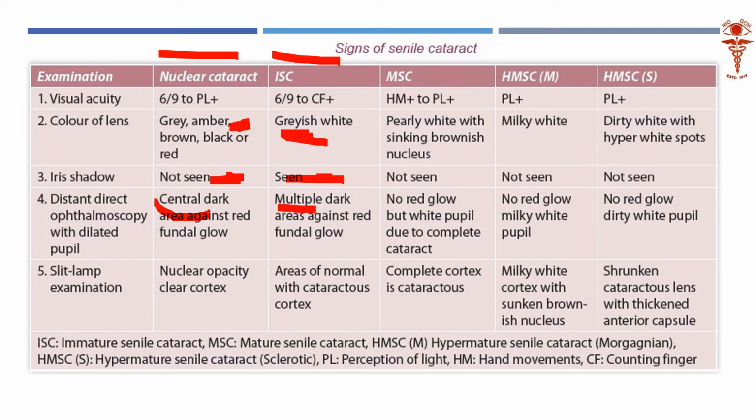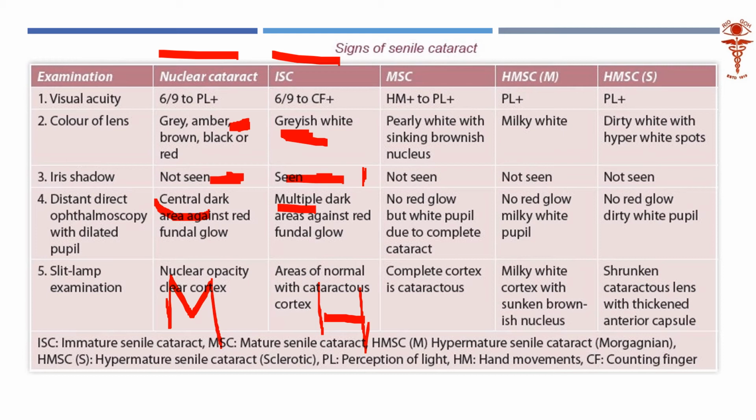And in a nuclear cataract, you get a myopic shift of refraction. In a cortical cataract, you get a hypermetropic shift of refraction. Then, the differences between an immature cortical and a mature cortical, they'll ask you. Here you will mainly rely on the iris shadow. You will say that the iris shadow is seen here, but in a mature cataract, the iris shadow is not seen.